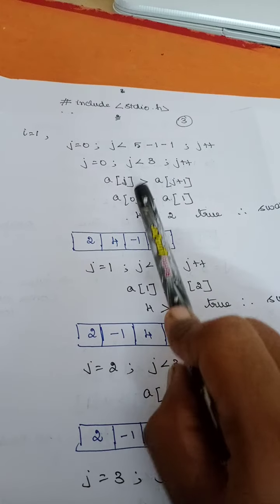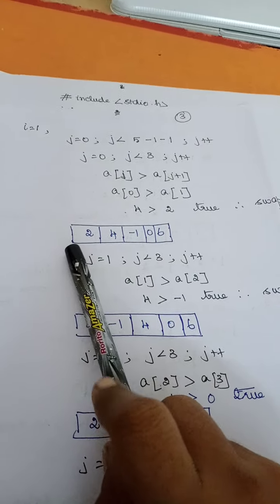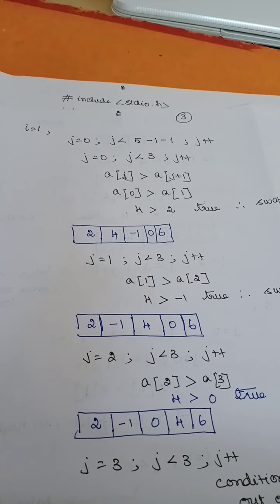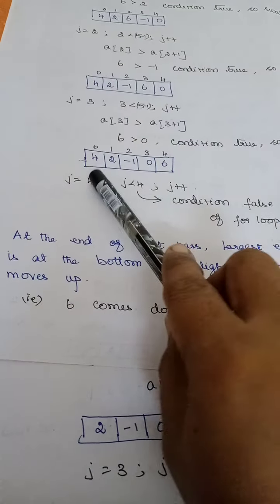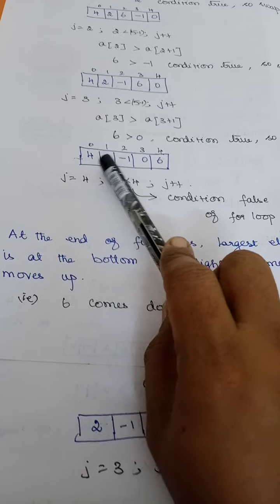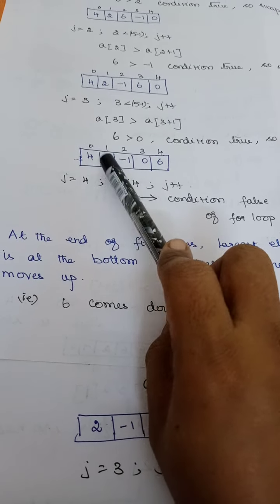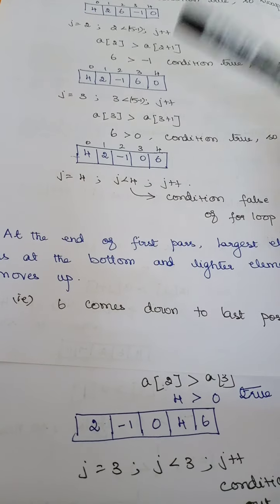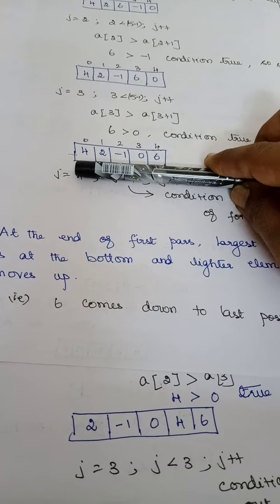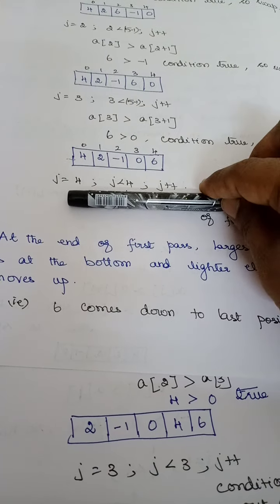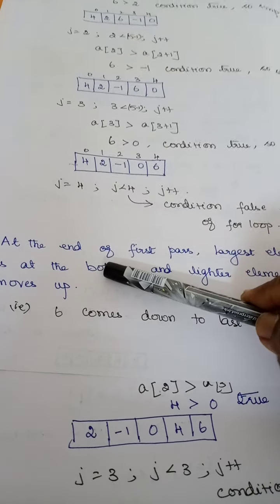So again a of 0. What do I have in a of 0? 4. 4 greater than 2. Yes, the condition is true. See, always you should take only the latest array. Right? So this is my latest array. This only I need to take as an input.